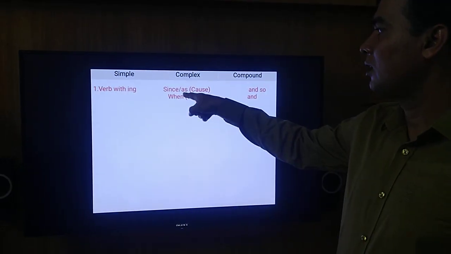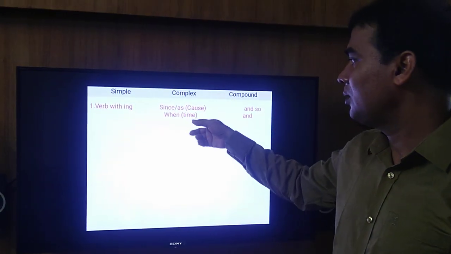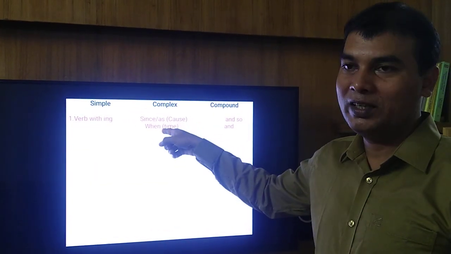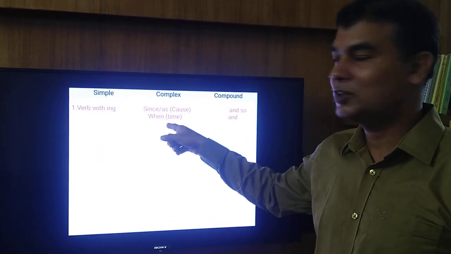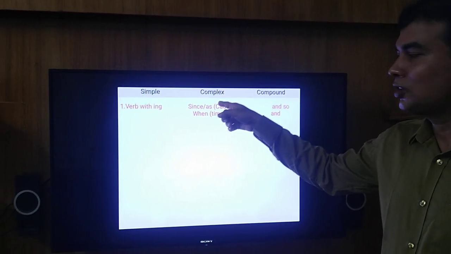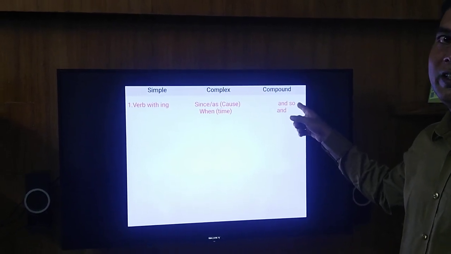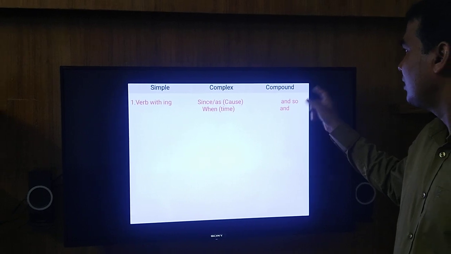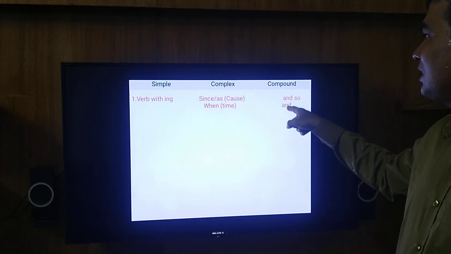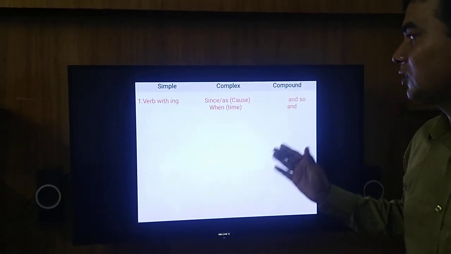Since or as, if the sentence indicates cause, or if the sentence indicates time, then you will use when as subordinate conjunction. At the same time, if it indicates cause, then you will use and so as coordinate conjunction, and if it indicates time, then you will use and as coordinate conjunction or coordinating conjunction.